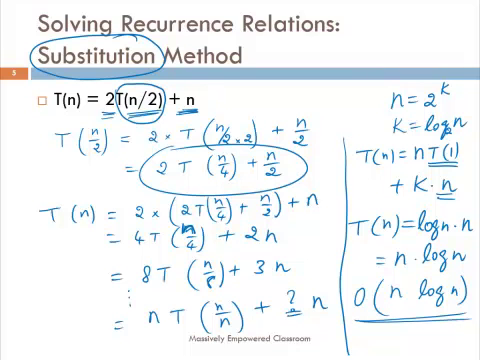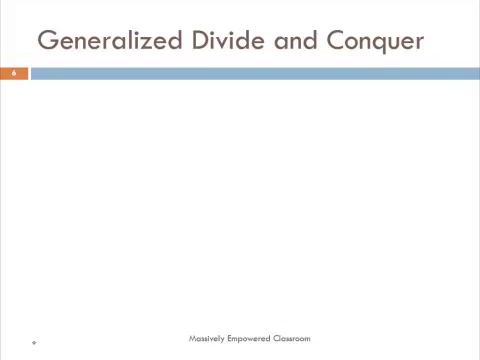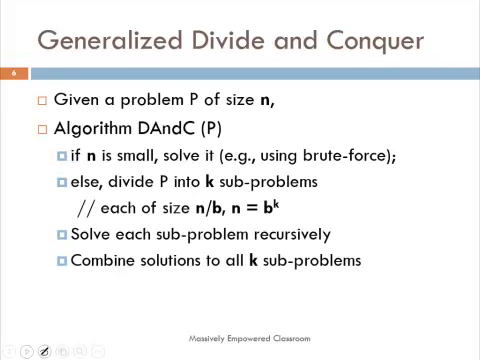So the generalized divide and conquer algorithm, just to re-emphasize again, given a problem D and C of P: if n is small, solve it, for example using brute force. Otherwise divide it into some k subproblems. Usually k is 2 or 3. Each will be of equal size n by b, so that n is b to the power of k, and solve the subproblems recursively by calling the same D and C algorithm, and then combine all the solutions.